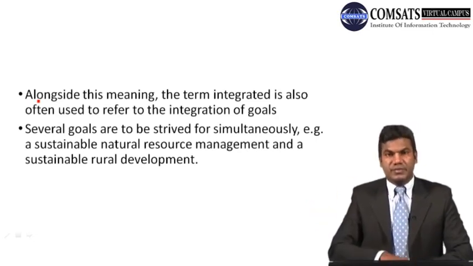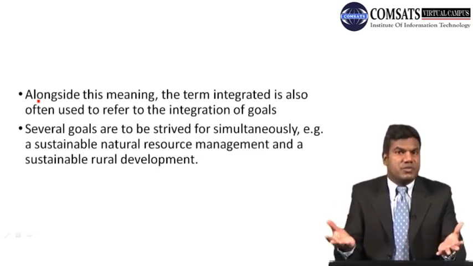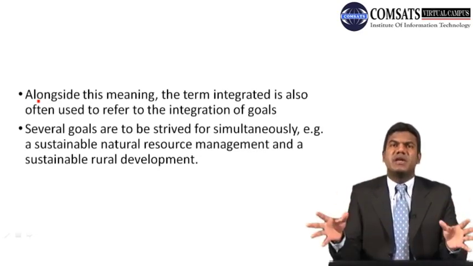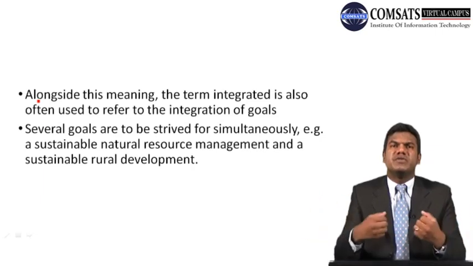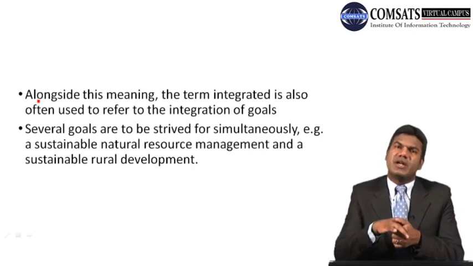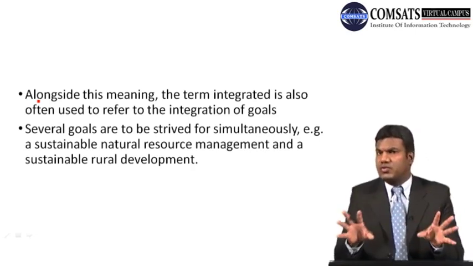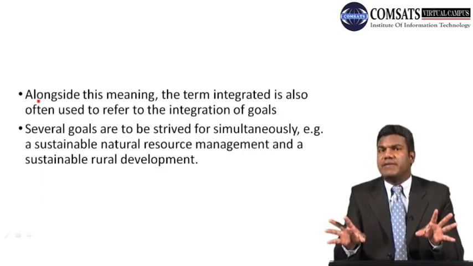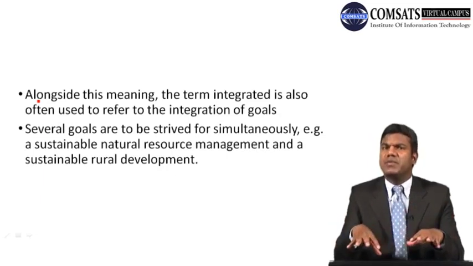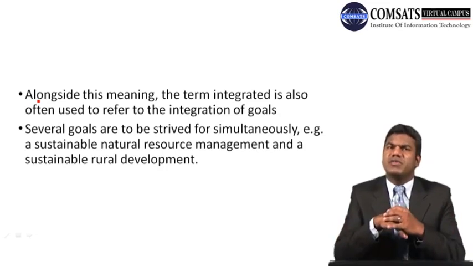So what we have learnt, what has been proven, कि आप simultaneously multiple goals को achieve कर सकते हैं. For example, natural resource management अगर हम कर रहे हैं, हम resources को conserve कर रहे हैं. अगर resources बेहतर तरीके से conserve हो रहे हैं, can I say कि साथ ही आपकी rural development भी हो रही है?